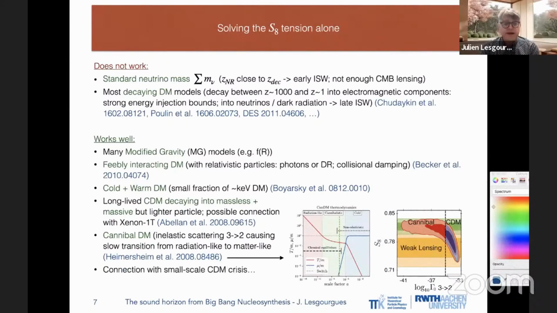So there are lots of ideas that could be connected to some particle physics, even maybe testable in the laboratory if we are very optimistic. And importantly, these models could also have a connection with the famous cold dark matter crisis. They could solve the problem of cold dark matter on even much, much smaller scales than the one needed for S8.